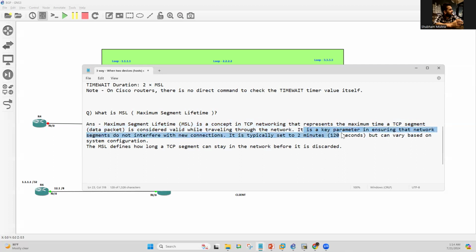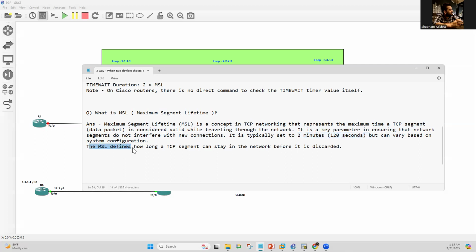It is the key parameter in ensuring that network segments do not interfere with a new connection. Are you getting my point? It means during the MSL time, router number one and router number two never establish another TCP connection. Getting my point? And by default, its timer is 2 minutes, that is 120 seconds. Getting my point, everyone?